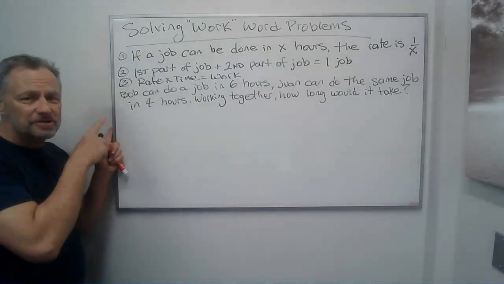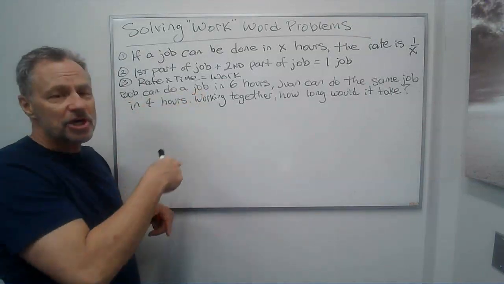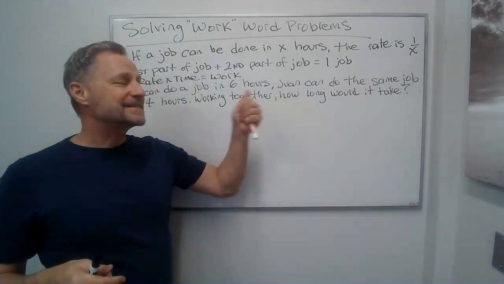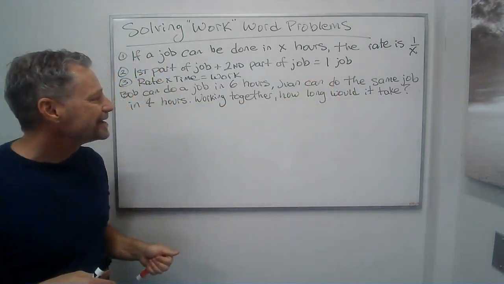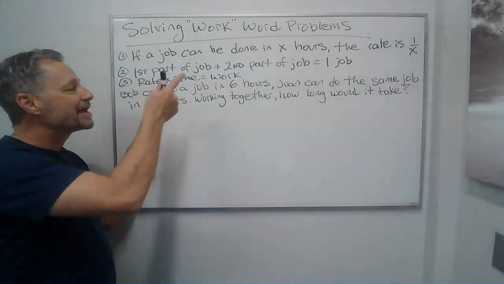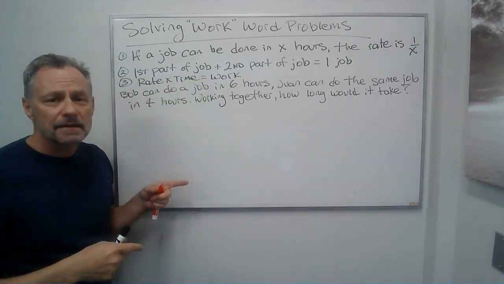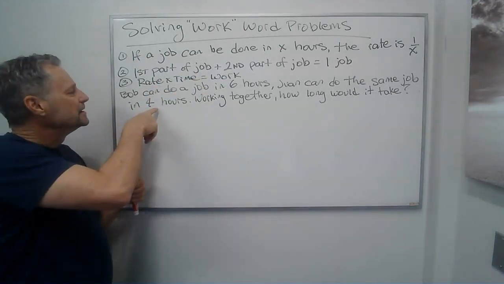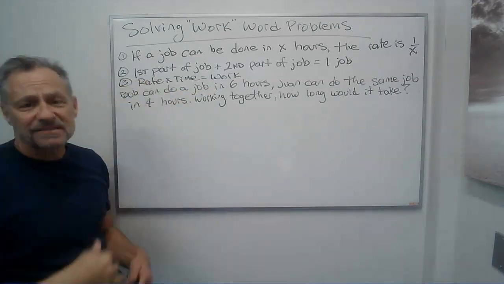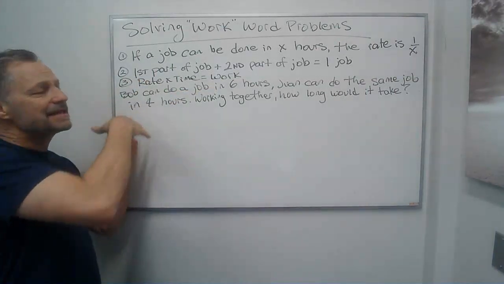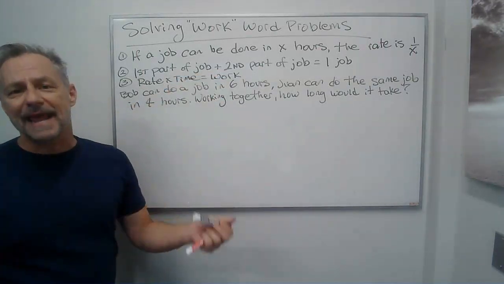All right, so let's look at an example. Bob can do a job in 6 hours. Juan can do the same job in 4 hours. Working together, how long would it take? I'll have students on the test always say, oh, 5 hours, right in between. Well, if Juan can do the job in 4 hours and he has Bob's help, it's going to take less than 4 hours. So any number that's not less than the smaller of the two numbers can't be right.